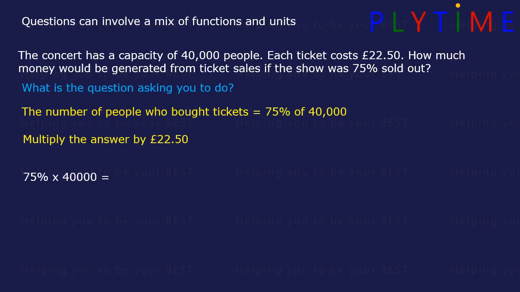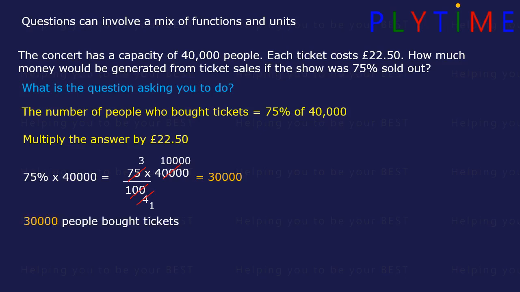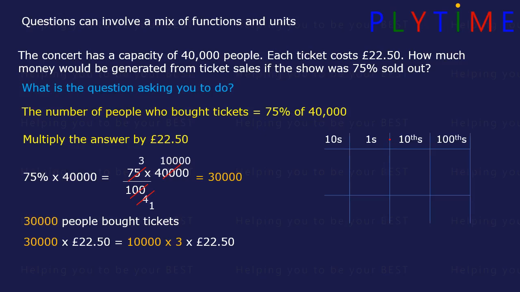75% times 40,000 is 75 divided by 100 times 40,000. Divide the top and the bottom by 25 and then divide the top and the bottom by 4. So we're left with 3 times 10,000 or 30,000. Now we need to multiply the number of people that bought tickets by £22.50. 30,000 is the same as 10,000 times 3. So we can multiply £22.50 first by 3.